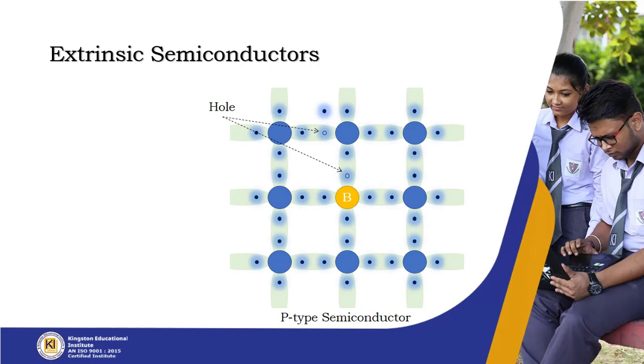Similarly, if we add a trivalent material like boron, boron has 3 outermost orbital electrons, so there will be a hole created. The holes are positive in nature because they are the absence of electrons. Electrons have a negative polarity, and the absence of electrons will always attract negative polarity, and that is why the holes are positive in nature.